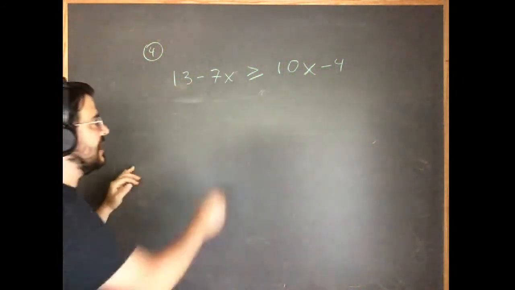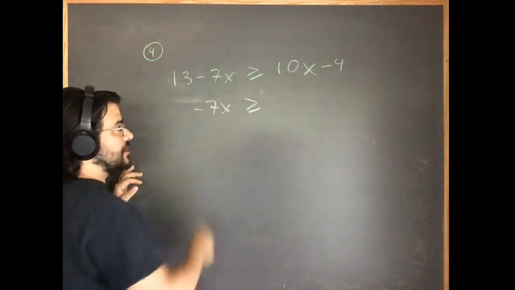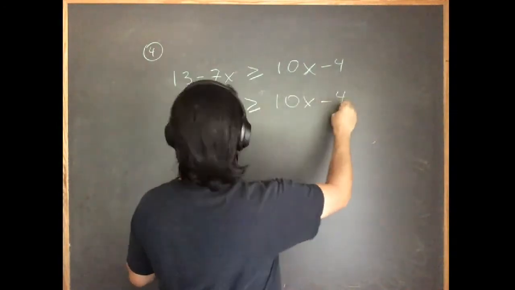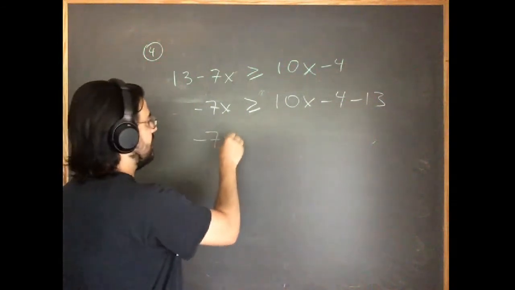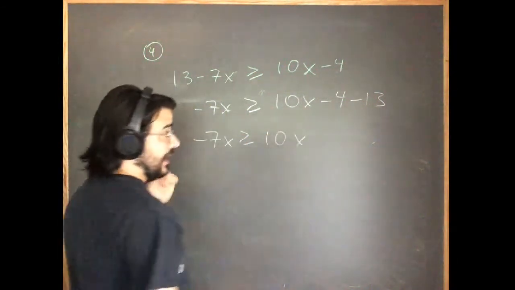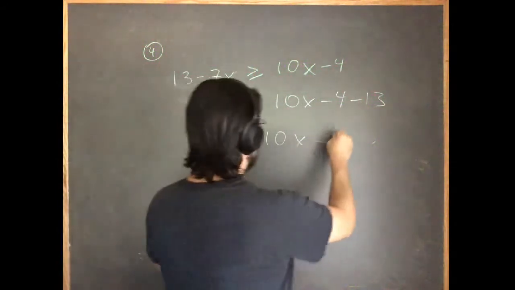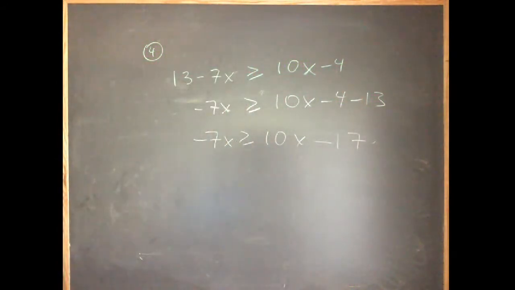If I subtract 13 from this side, I get negative 7x. The inequality stays in the same direction here because all I'm doing is adding or subtracting something. And then up here I would get 10x minus 4 and then minus 13. I'm just explicitly writing it out. Normally you would just write the minus 4 minus 13. So here we get negative 7x is greater than 10x, and then this minus 4 minus 13, which is minus 17.